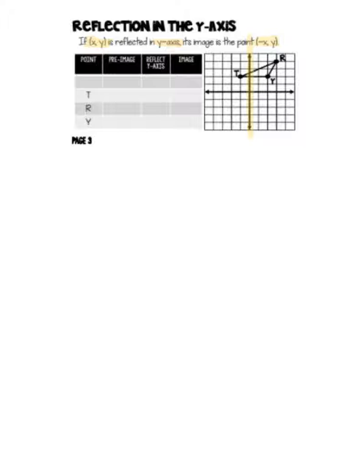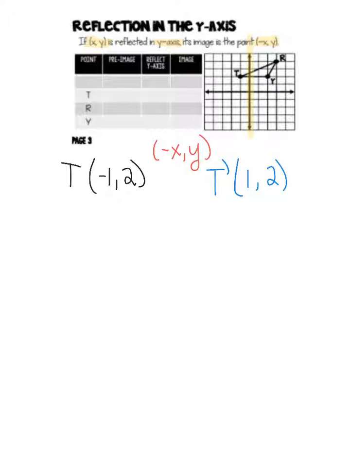So if we look at point, let's start this again, point T, and T is again at negative 1, 2. We are applying our transformation where the sign of our x changes, but our y stays the same. And so T prime becomes positive 1 and then just y, 2. So we can make this 1, 2. And there is our T prime.